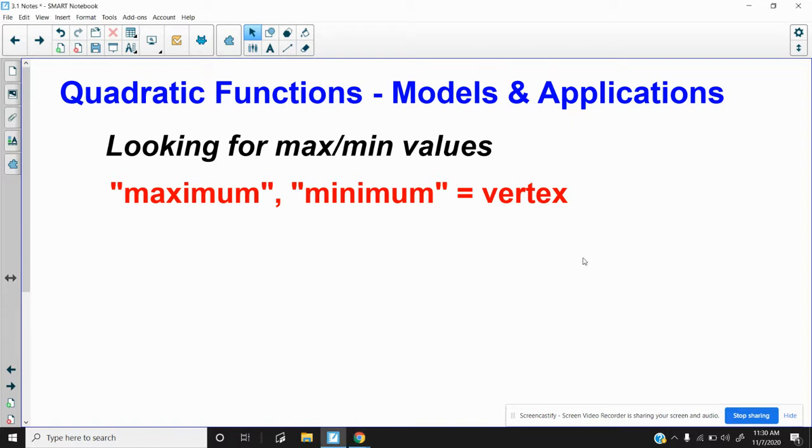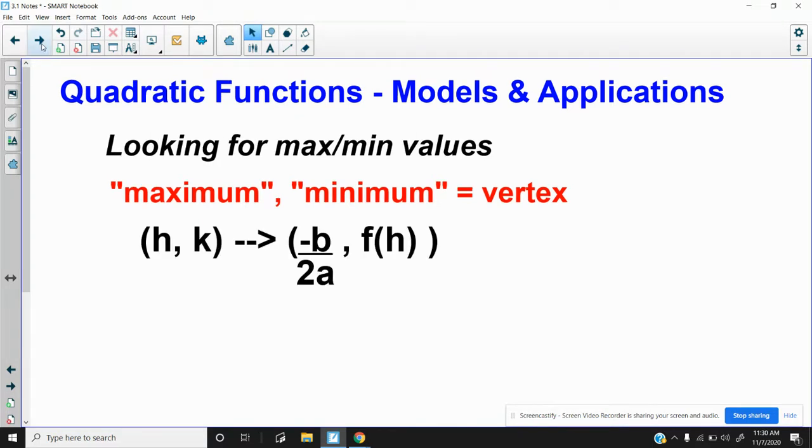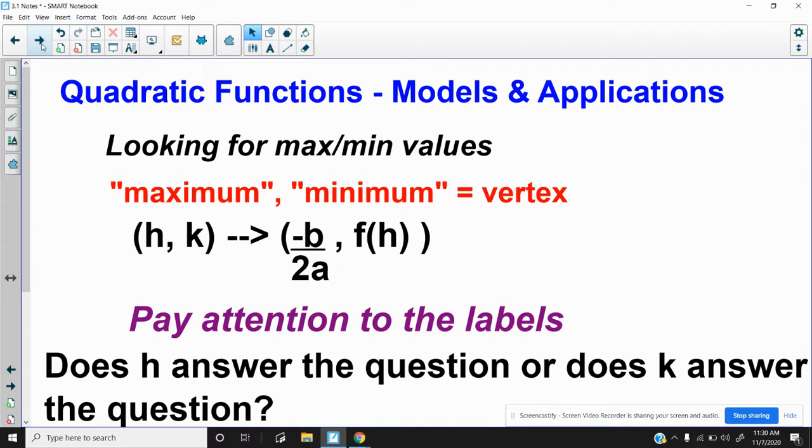So when your equation is in standard form, remember our vertex is (h, k), and h is found by taking negative b over 2a. k is found by finding f of h. It's very important to pay attention to the labels. Does h answer the question or does k answer the question? If you find negative b over 2a, put a label on it, and that will help you figure out if that is the answer to the question you've been asked.